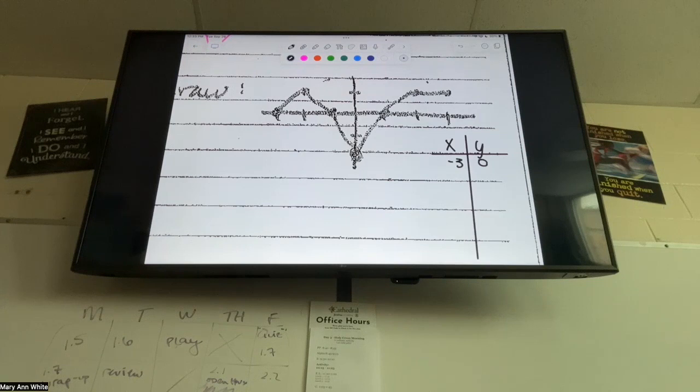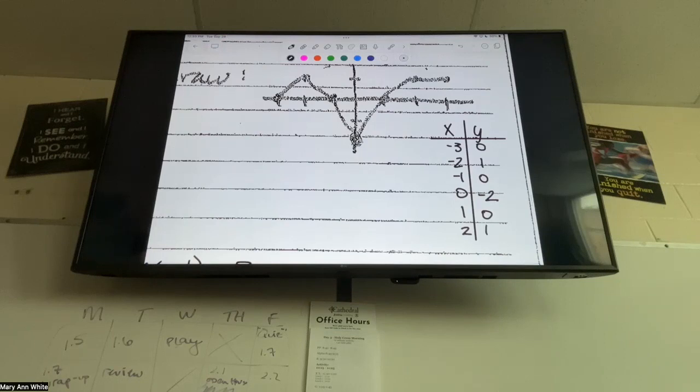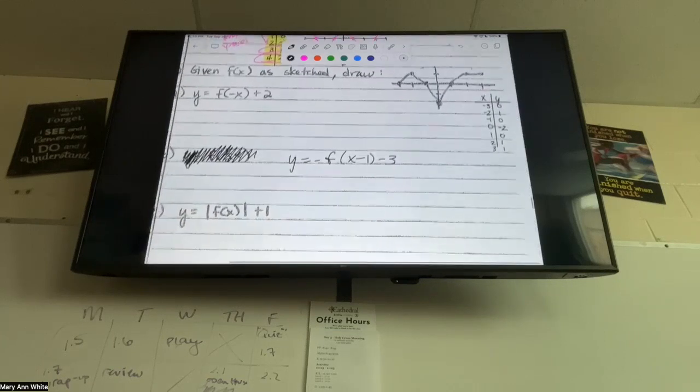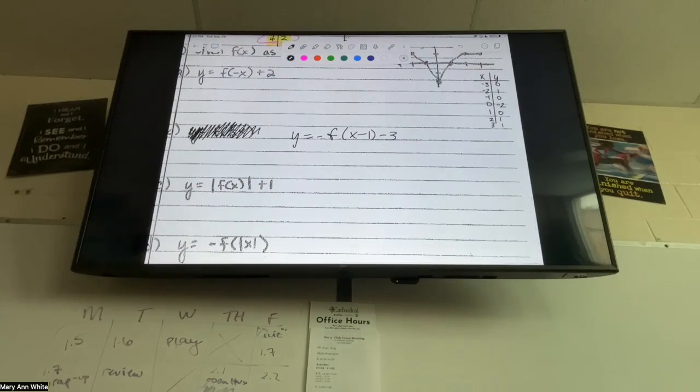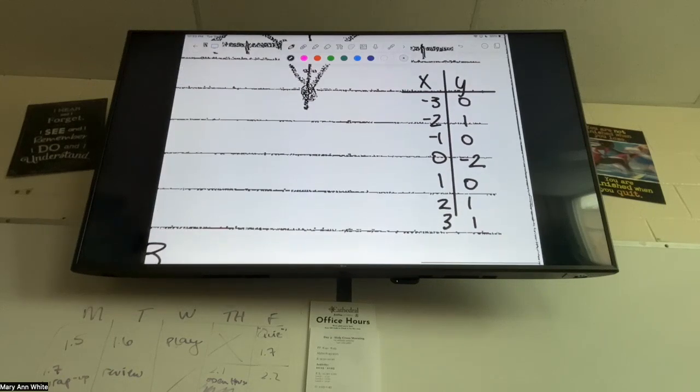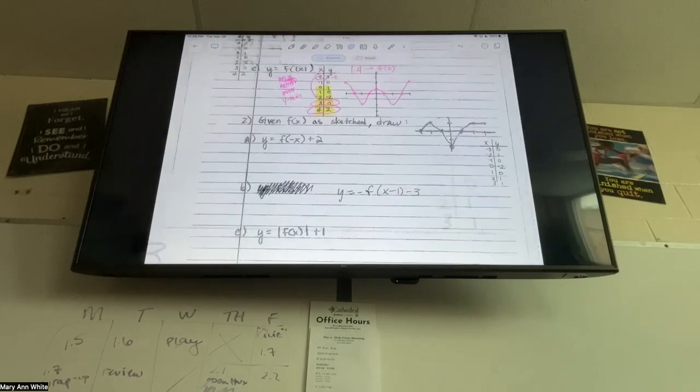I see -3, 0, I see -2, 1, -1, 0, 0, -2, 1, 0, and then 2, 1, and 3, 1. All right, we're gonna do, it looks like 4 more transformations using just those points. Is everybody okay on how I got those points? Okay. I'm gonna copy mine over for the next problem.